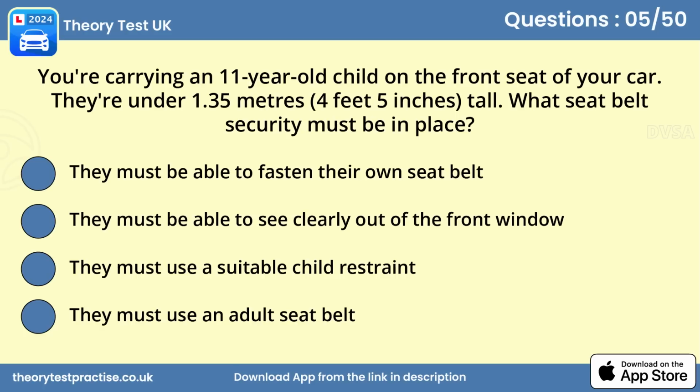Question 5. You're carrying an 11-year-old child on the front seat of your car. They're under 1.35 meters, 4 feet 5 inches, tall. What seatbelt security must be in place? C. They must use a suitable child restraint.